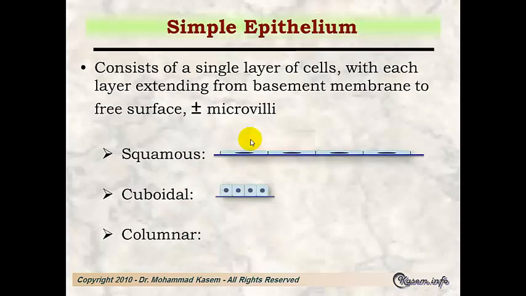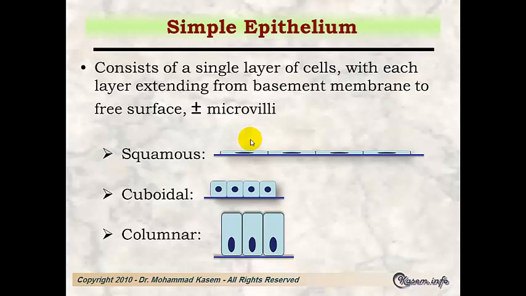Now let's talk about the simple epithelium. A simple epithelium is composed of a single layer of cells, with each cell extending from the basement membrane to the free surface, plus or minus microvilli on top. A basement membrane is a must-have for each type of epithelium. The epithelium is characterized, as we mentioned before, by the presence of basement membrane.